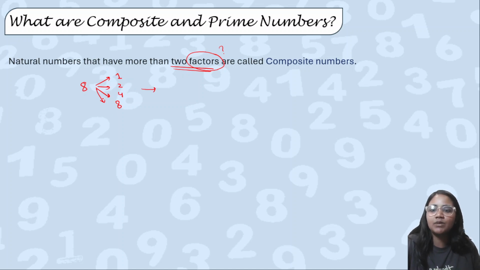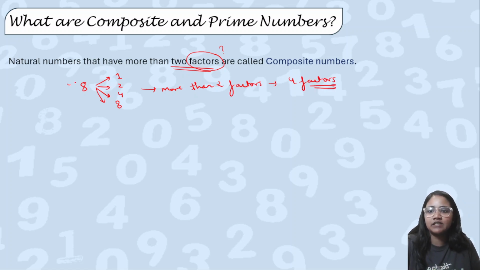And you can see how many factors does 8 have? Of course, it is more than 2 factors. It has 4 factors. So is 8 a composite number? Yes, so 8 is a composite number. So I hope it is clear. A composite number is a natural number which has more than 2 factors. Okay, now let's see what is a prime number.